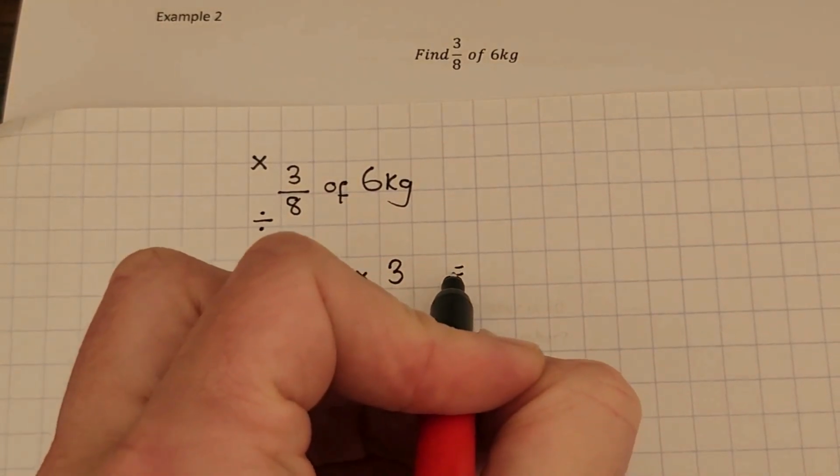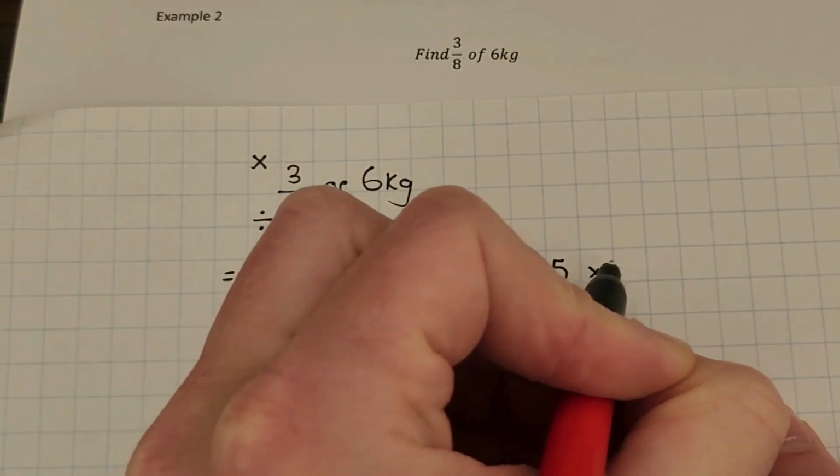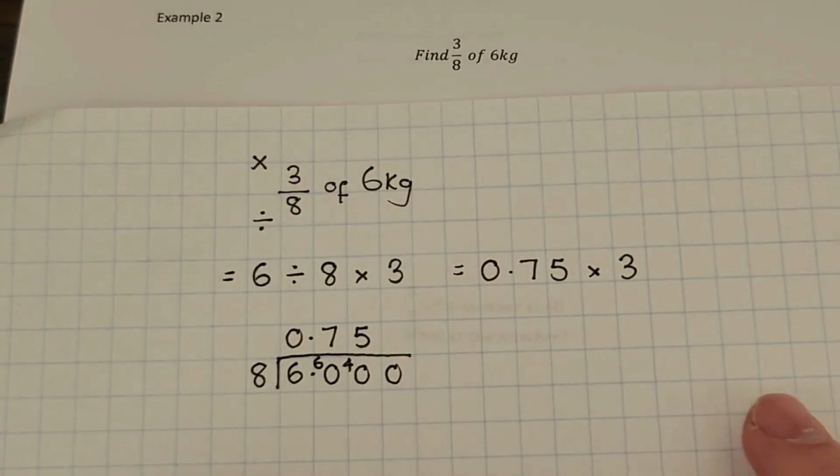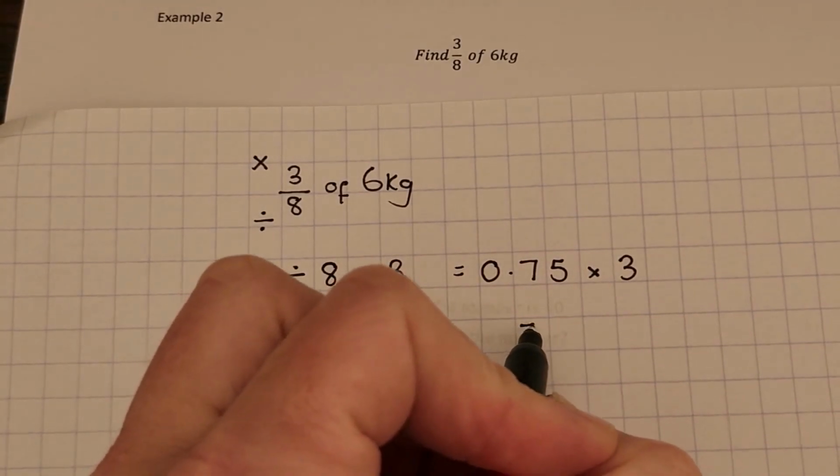So what I now need to do is multiply my 0.75 by 3. So there may be occasions where we've got a little bit of decimal work. So 0.75 multiplied by 3. Again, if you're not confident with this in your head, then we can write out the multiplication that we need to do.